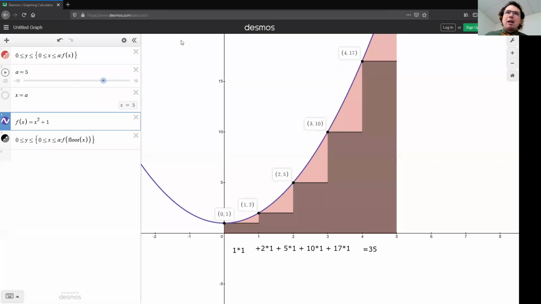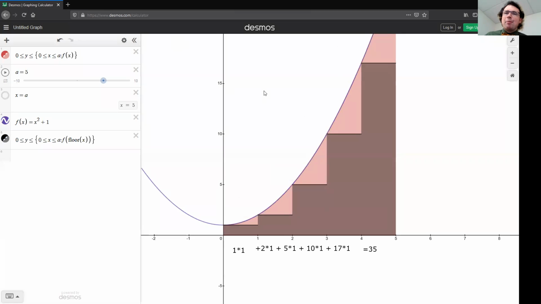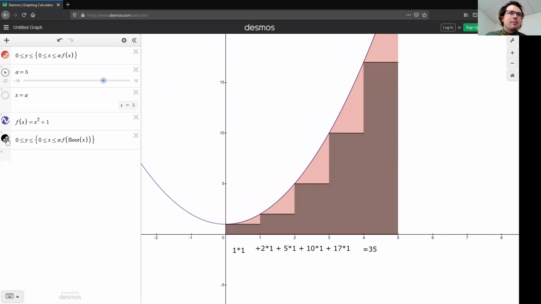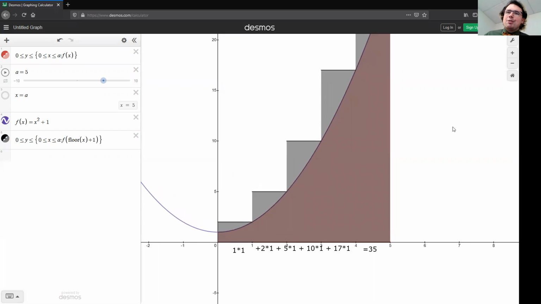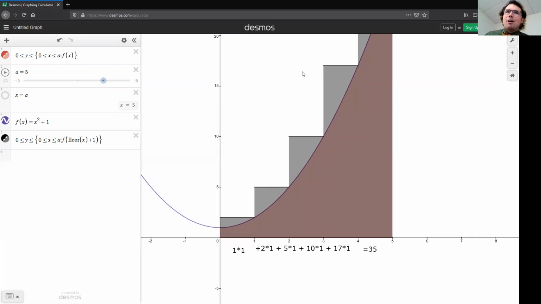Maybe I could change my formula to tell me an upper bound as well. So rather than floor of x, how about floor of x plus 1? Now these rectangles are covering up too much. So I know that there are fewer than 60 units in area for this figure.